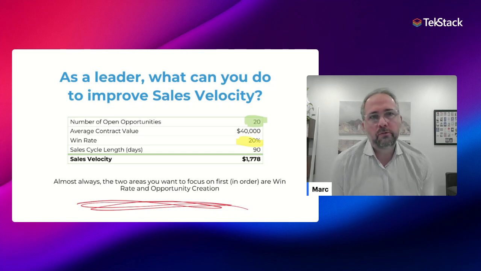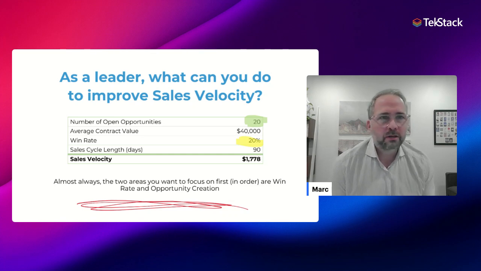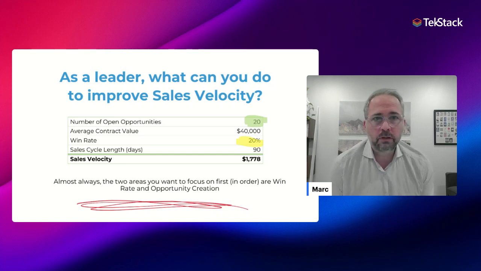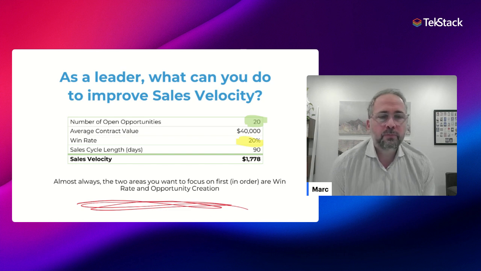The second thing is the number of opportunities. Could I get that 20 to 30? Could I find the opportunity creation pace to pick up slightly during the course of the year? Those are the two areas I would want to focus on first.